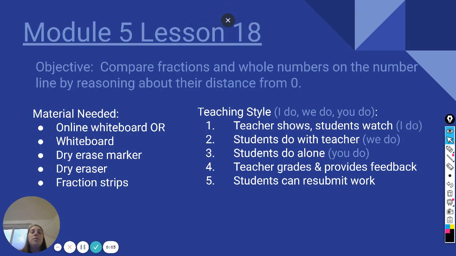Today we're doing Module 5, Lesson 18. The objective is to compare fractions and whole numbers on the number line by reasoning about their distance from zero. The materials needed for today are your online whiteboard or your whiteboard, dry erase marker, and dry eraser. You may also want your fraction strips to help you reference. The teaching style we're going to follow is where I do it, we do it together, and then you do it on your own.